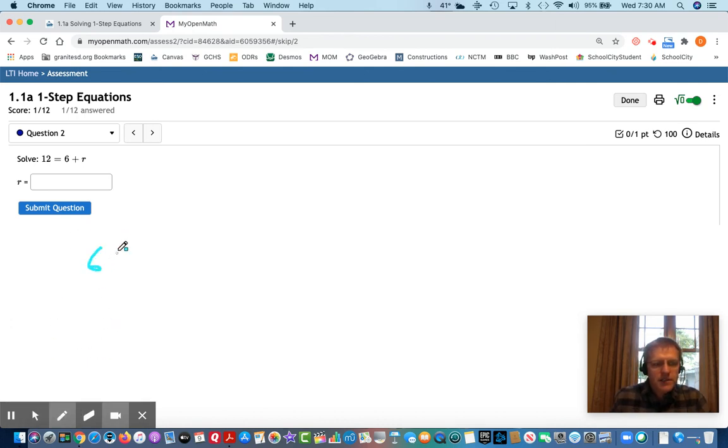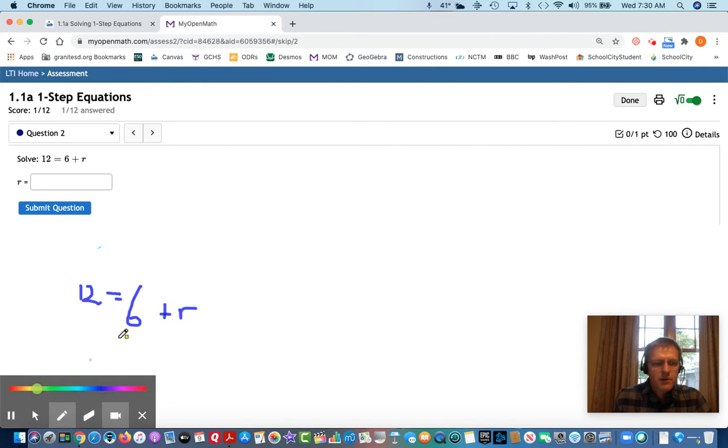So let's take our number here. We have 6 plus, let's back up. So we have 12 equals 6 plus r. And let's put our equal sign bar down here. And what do we want to do? We want to get rid of this 6.